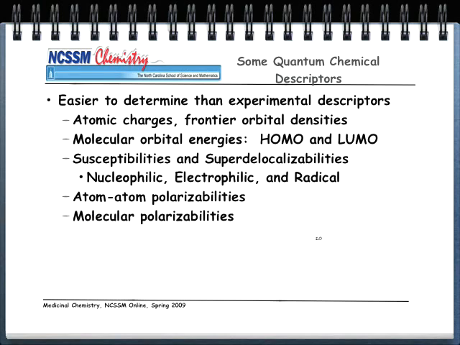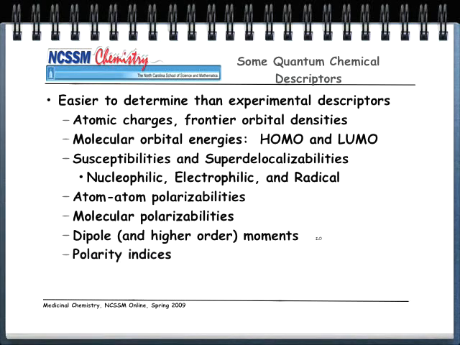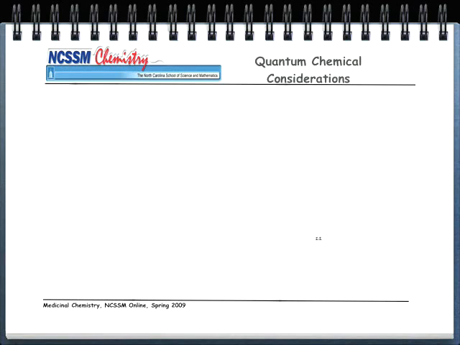Atom-atom polarizabilities, molecular polarizabilities. We did look at dipole moments. We didn't look at any higher order of moments, but we looked at dipole moments. Again, looking to see whether a molecule is polar or not, and looking at the total energy of the molecule. These are all values that we can determine computationally using computational chemistry software like Gaussian and MOPAC and some of the tools that at least some of you used in the computational chemistry course.